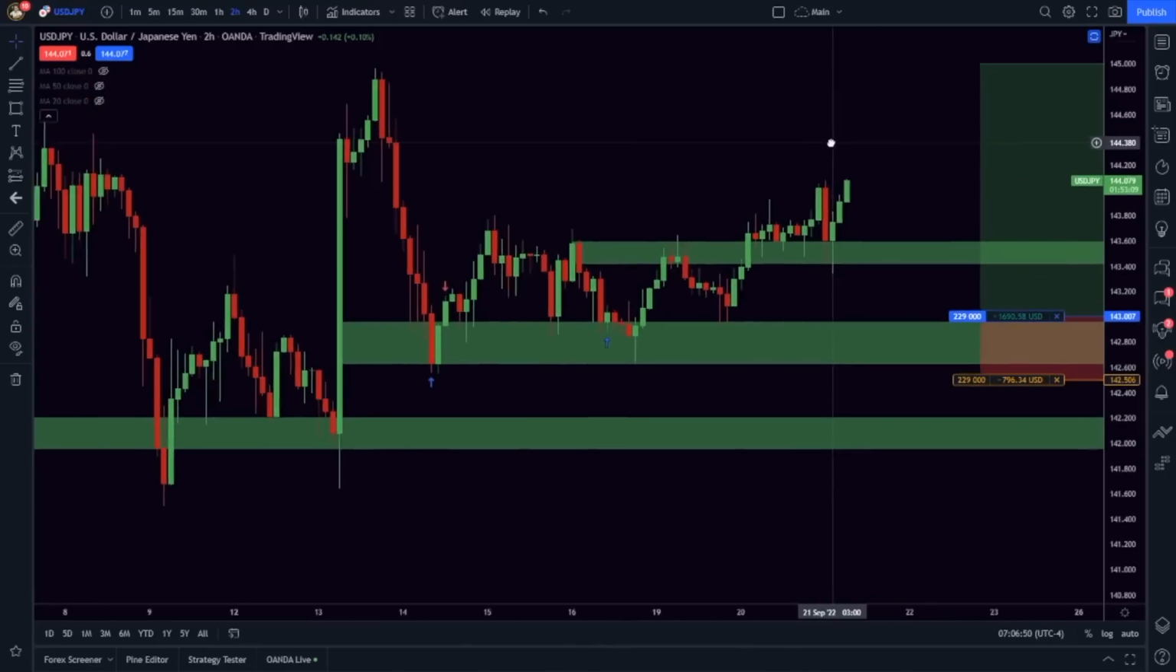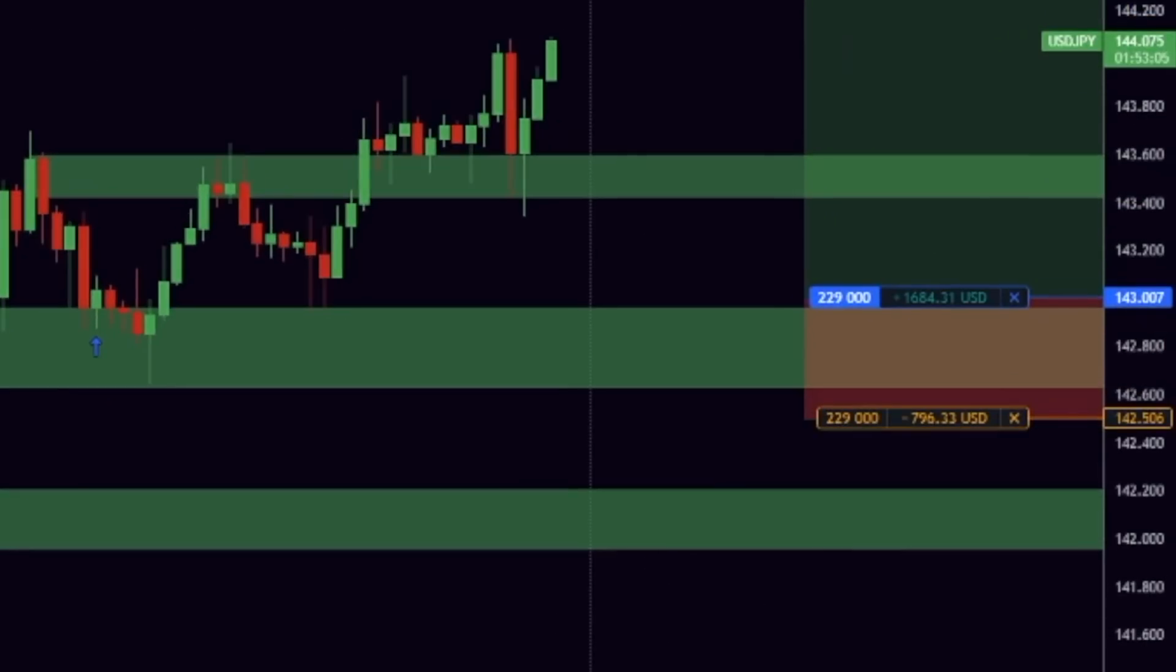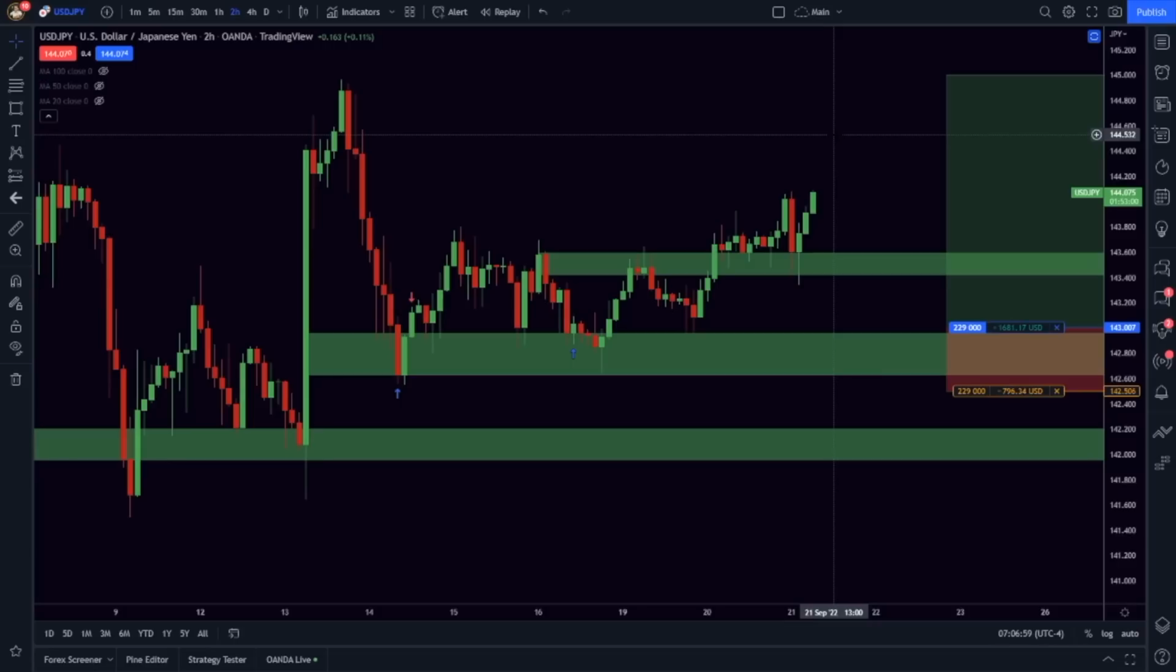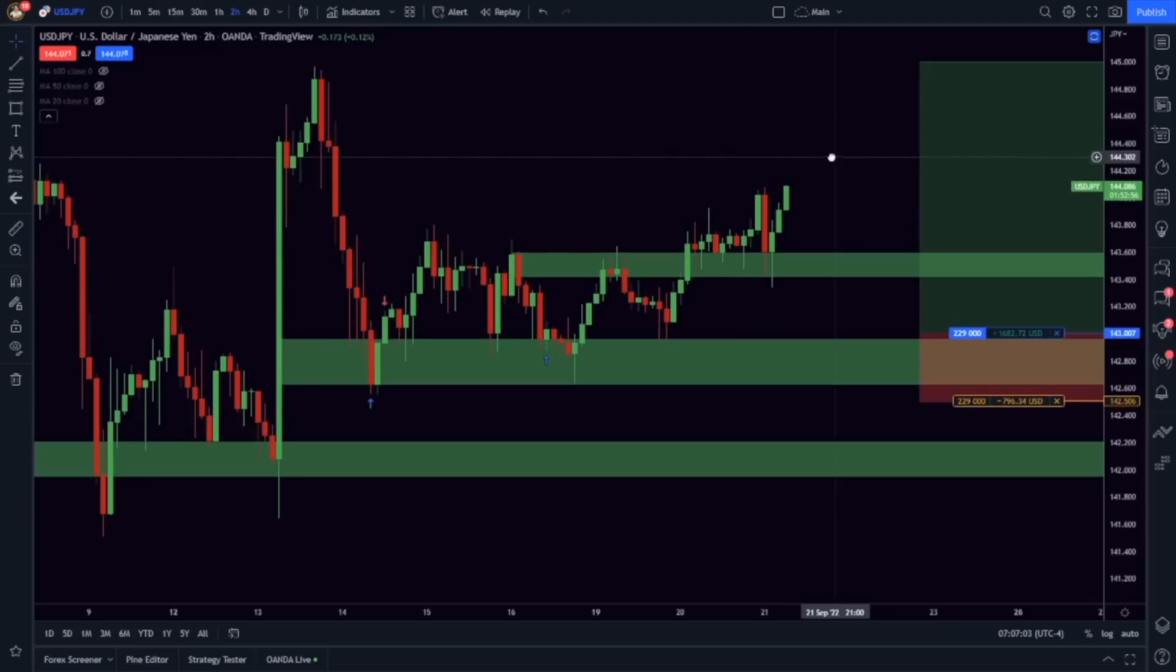All right, guys, time for an update on USD JPY. Floating 1679, just about $1,700 on this trade. So starting to see a pretty good move here. And I wanted to go ahead and show you guys the update. I'm going to be locking in some stops here on this trade.